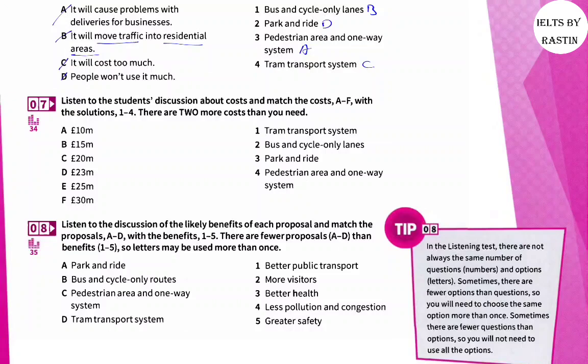1F, 2A, 3B and the last one is E. اوکی و ماباقی چی بودش؟ اضافه بوده. پس A B E و F.